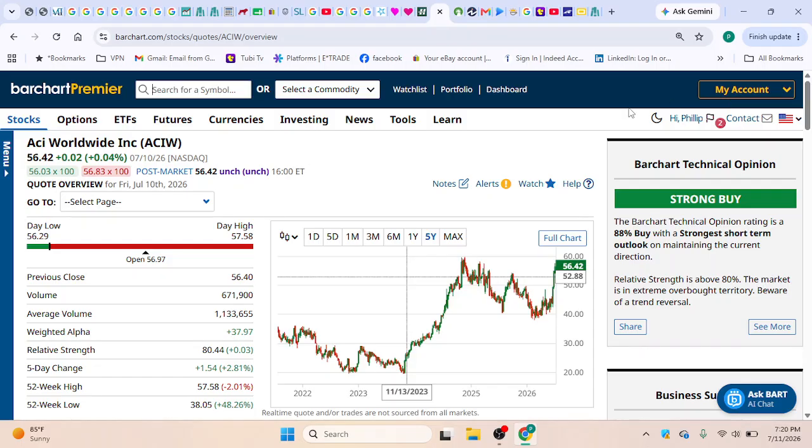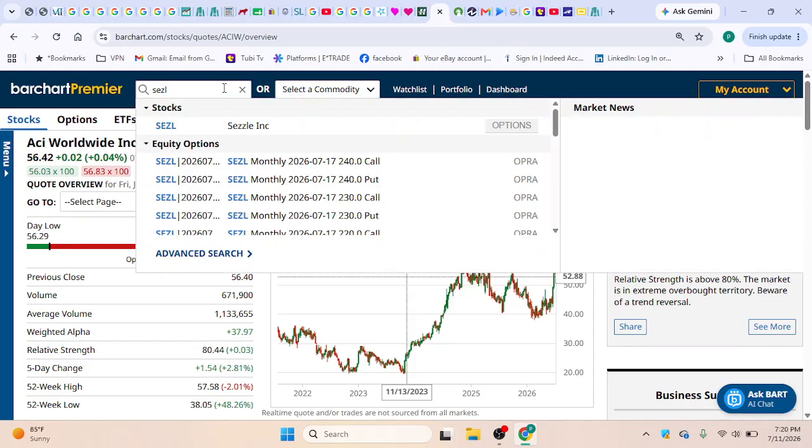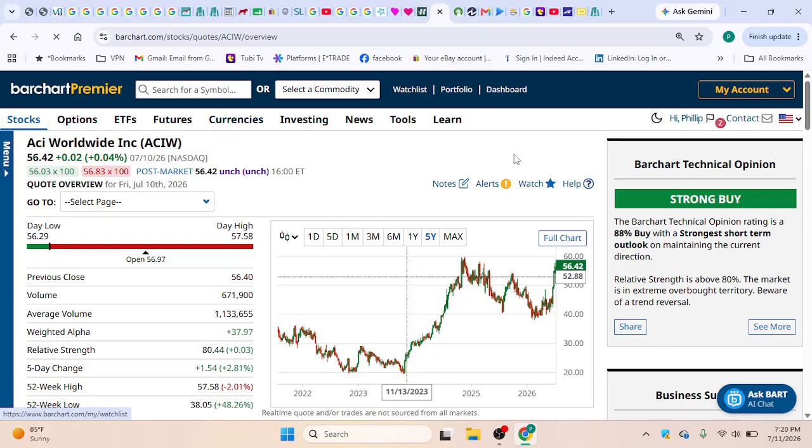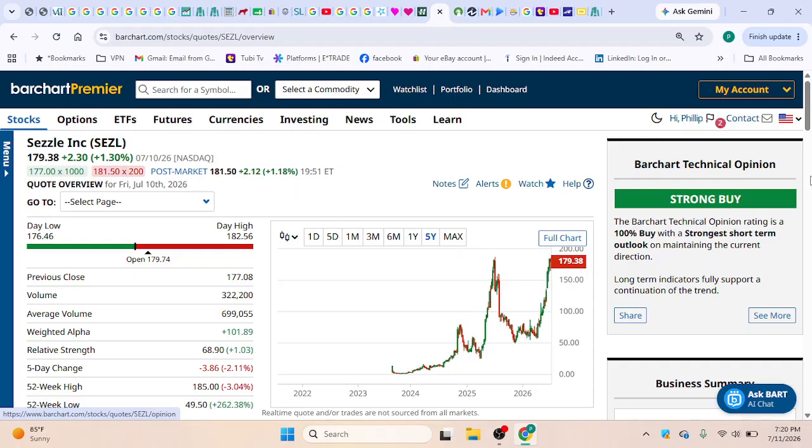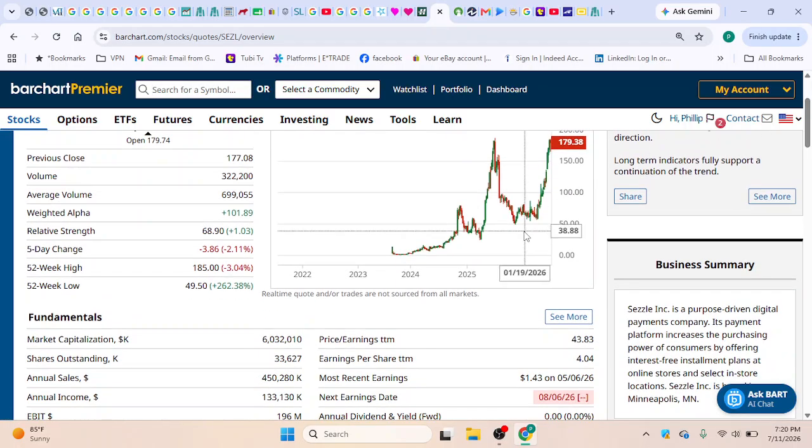I think I am looking at the wrong thing. I just noticed that. Let me go to Sezzle. I don't know why I clicked on that. SEZL. This is the one I wanted to look at. So it's had a very strong move up the right side of the chart. Again, I'm very sorry about that.